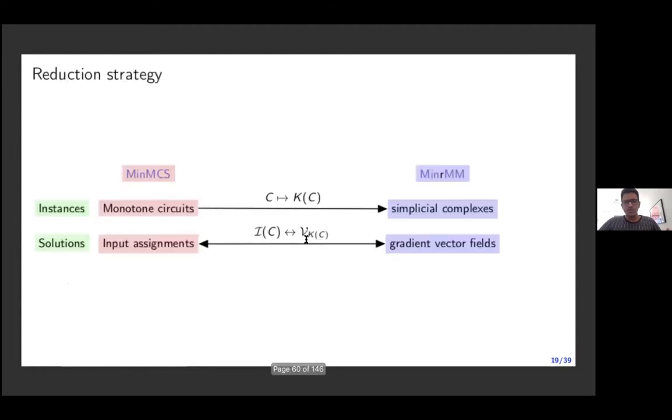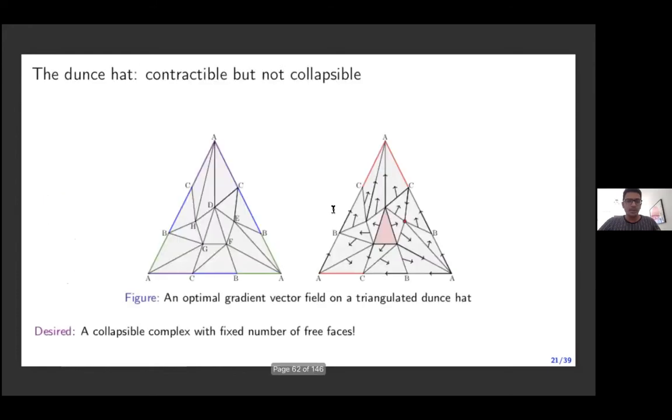To do this reduction, that is, to construct this complex K, you need to start with some building blocks. And the building blocks in our case are based on the so-called dunce hat, which everyone knows, I think. So the idea is that you start with this triangulated complex here, and then you identify this side with this side with this side, with the orientation that's shown in the figure.